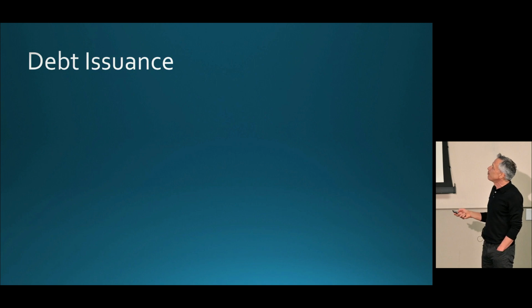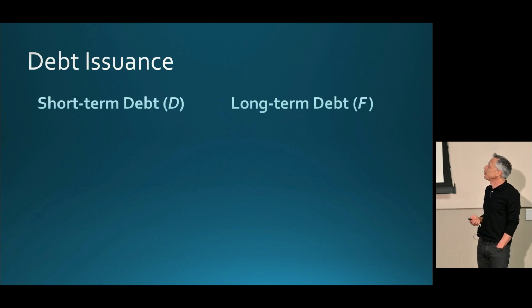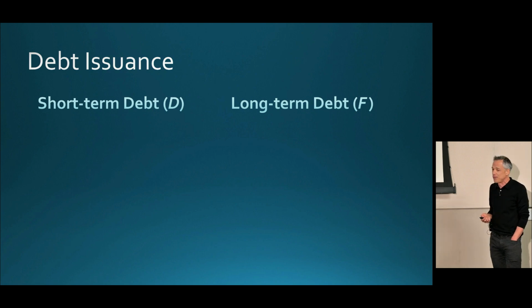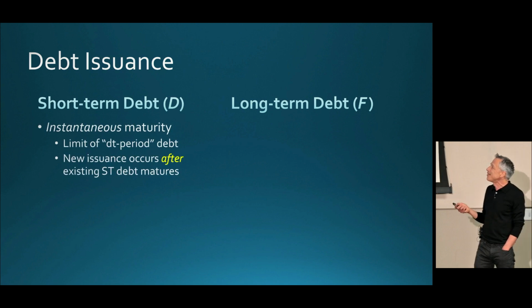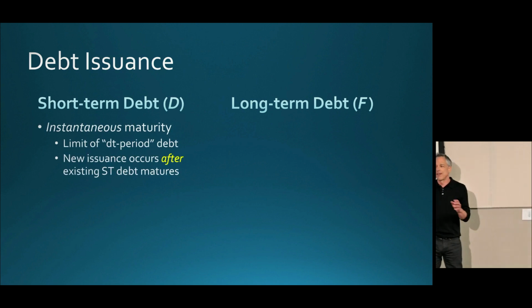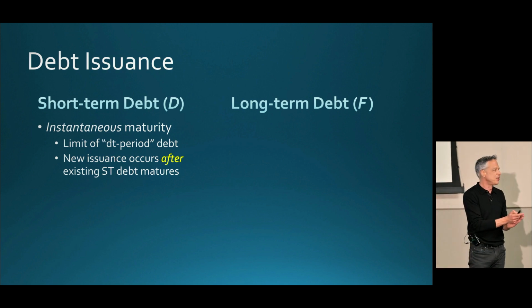Now, what are the instruments that we have? We have debt issuance of two types of debt. We have short-term debt D, we have long-term debt F. That's the face value of the long-term debt. How do they differ? Short-term debt is instantaneous maturity. So think of this as one period, dt period debt, but where we've taken dt to 0, right? So it's truly instantaneous.